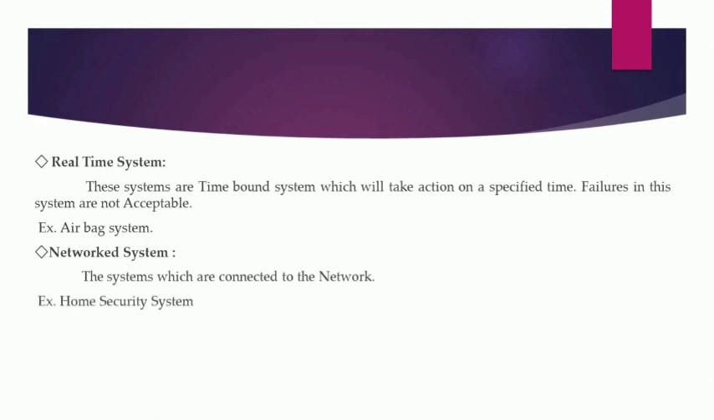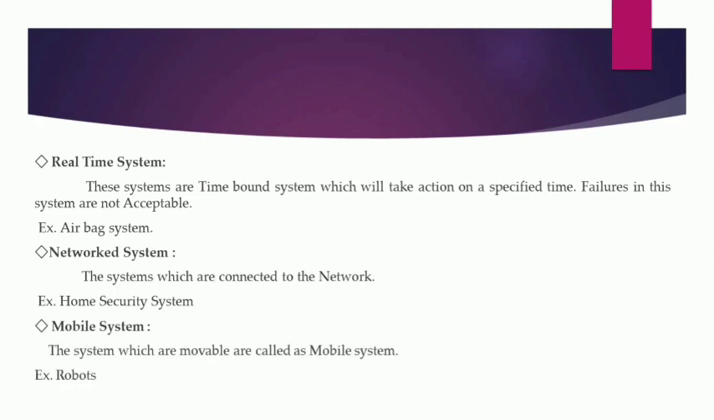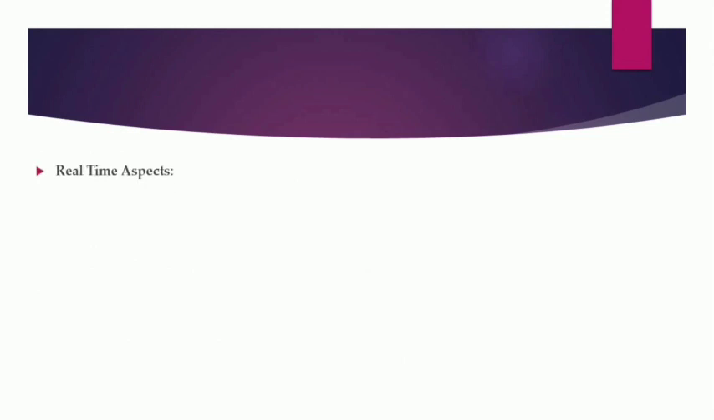Example: home security system. And the other option is a mobile system. We are controlling the mobile devices. The systems which are movable are called mobile systems. Example: robots.